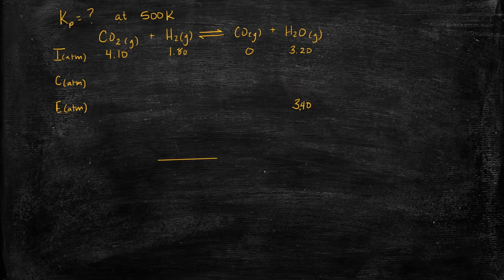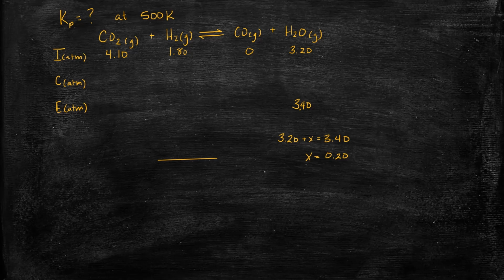So what we're going to do now is figure out how we got from 3.20 to 3.40. When we look at that, we get that x equals 0.20. So we had to add 0.20 to H2O, and that's how much was produced to get that final pressure at equilibrium.